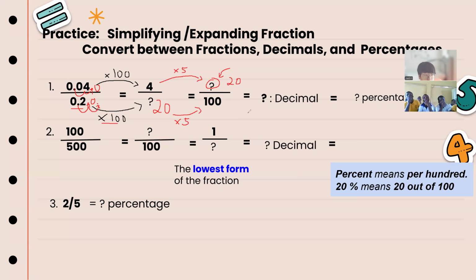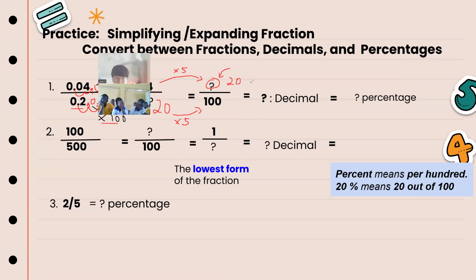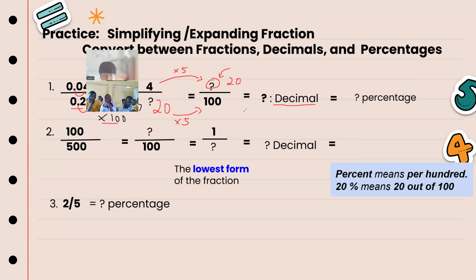So that is sort of our fraction case. It's 20 over 100. But how do we put 20 over 100 as a decimal? That's the next question. So now we have 20 over 100 equals, what's the decimal for 20 over 100?